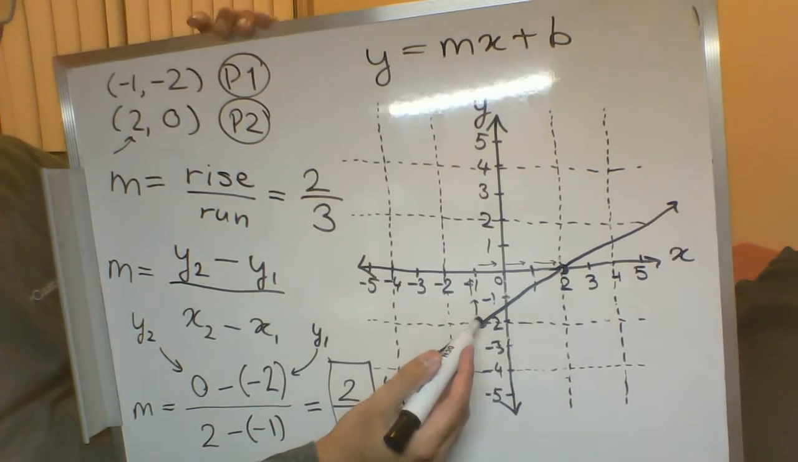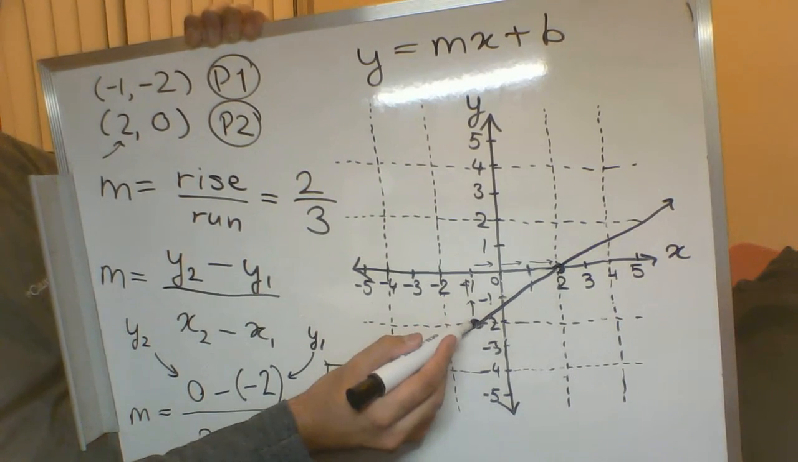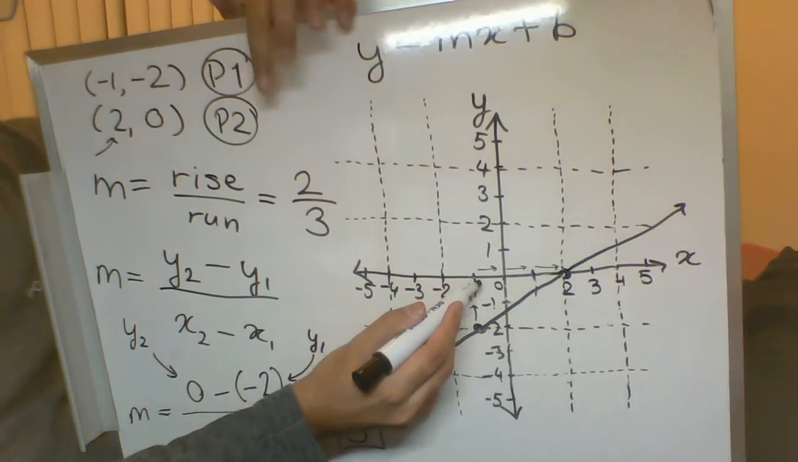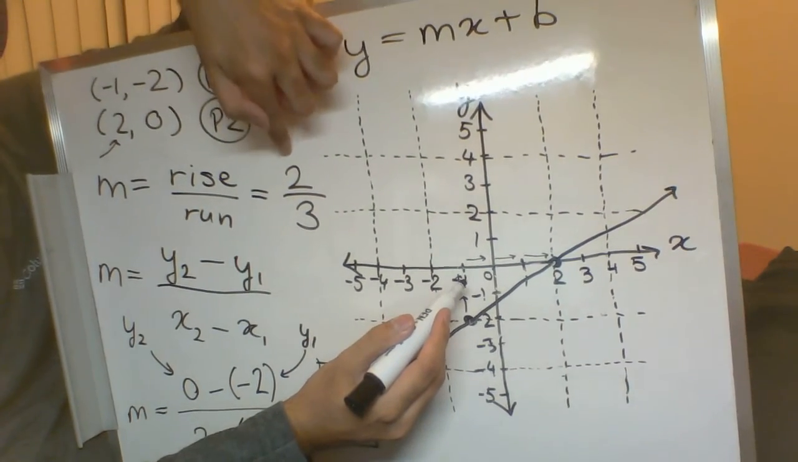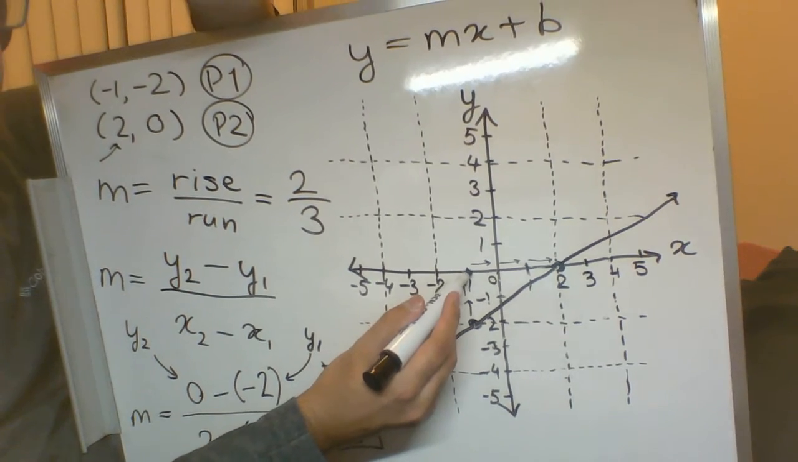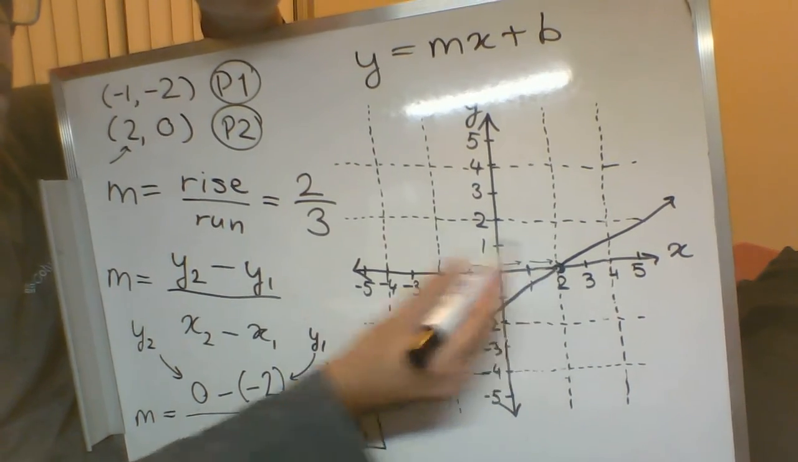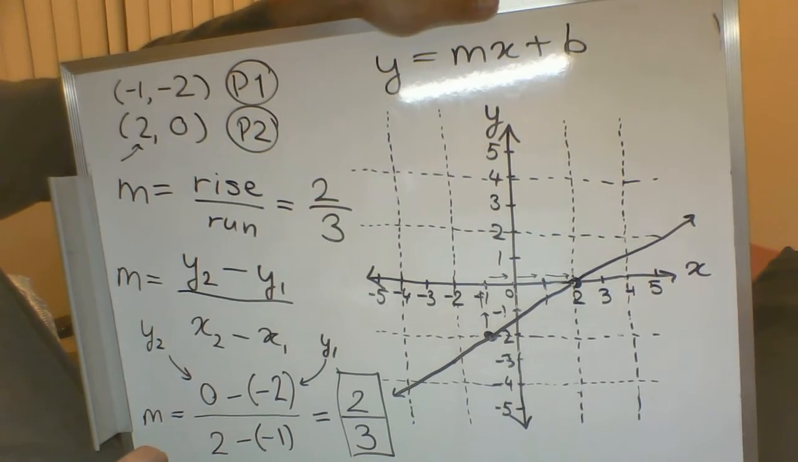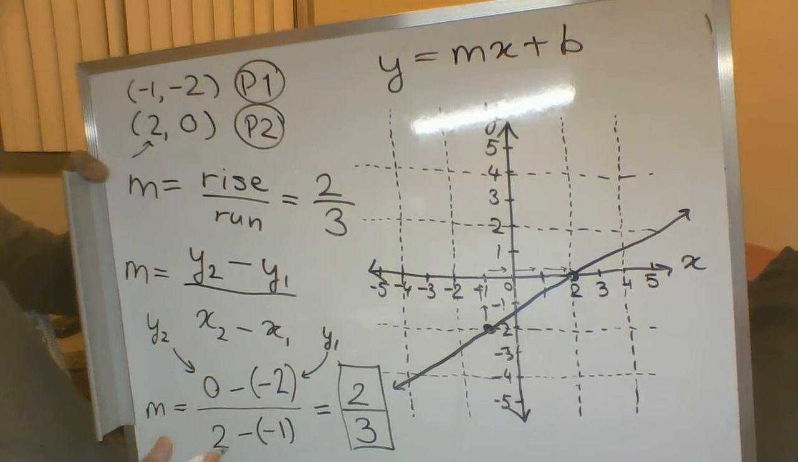If you use the graph to figure it out, you start from your first point, you go up 2 units, so that's our rise. That's our rise right here. And then we go across 3 units. So we go 1, 2, 3, and that's our run. So 2 over 3 is our slope for this line. But why does this equation work?